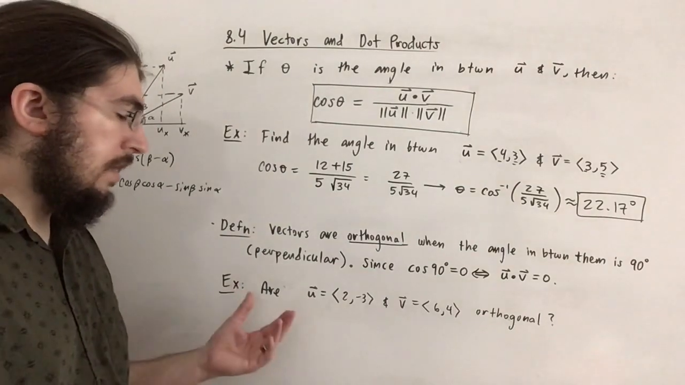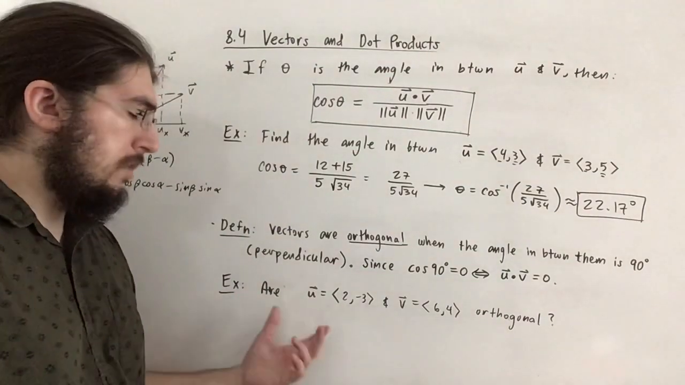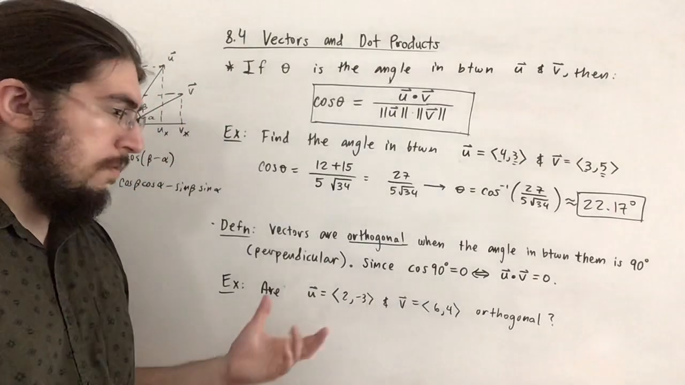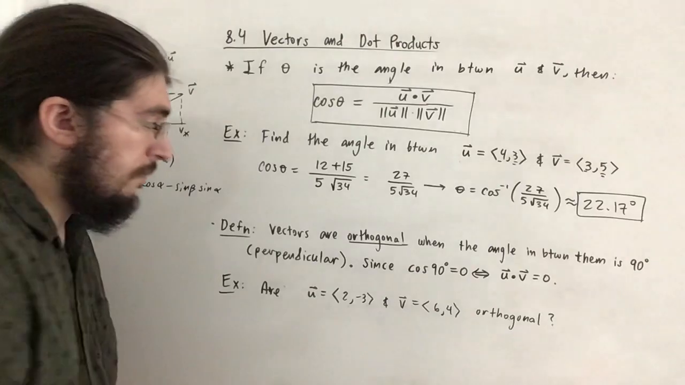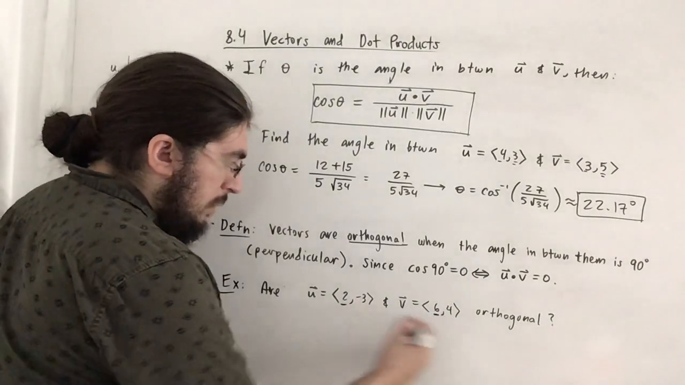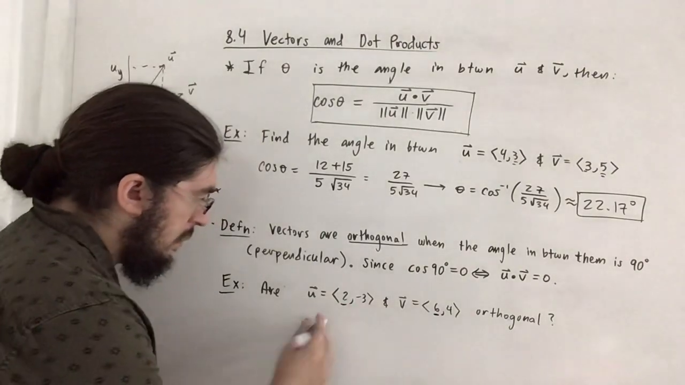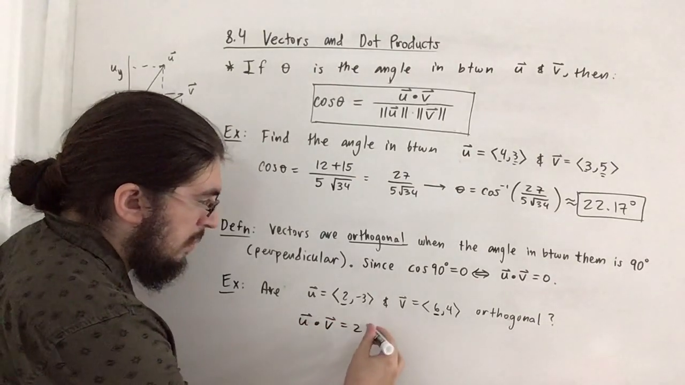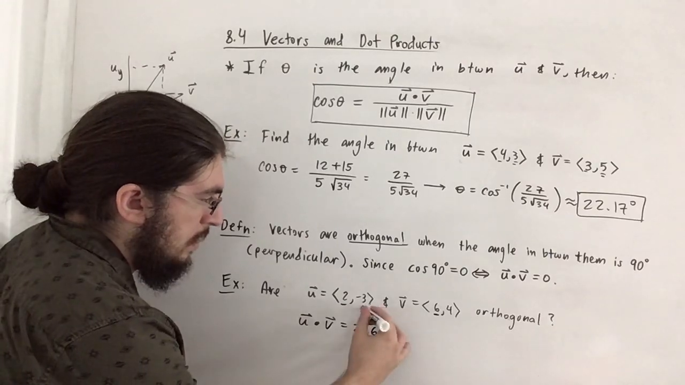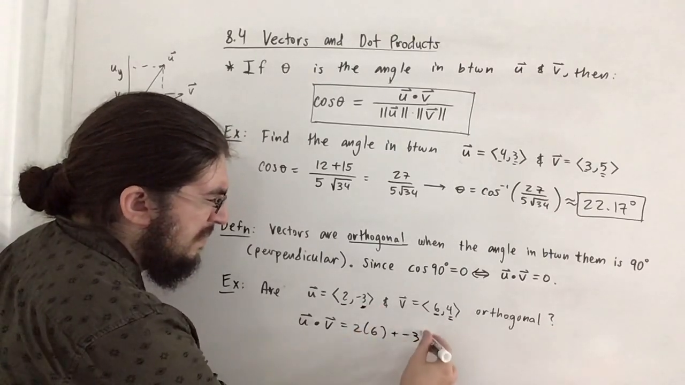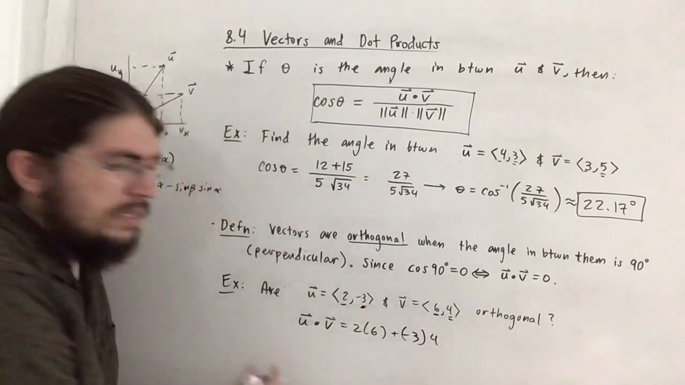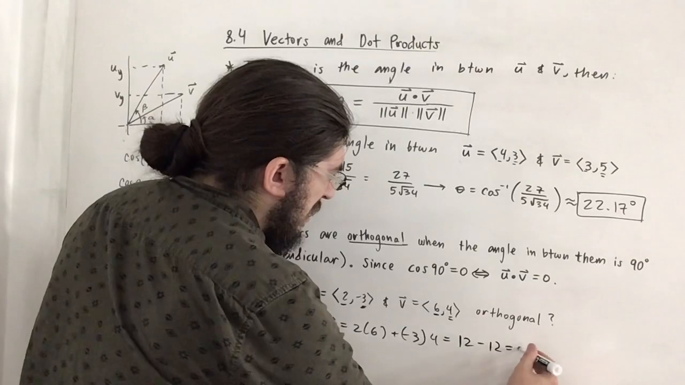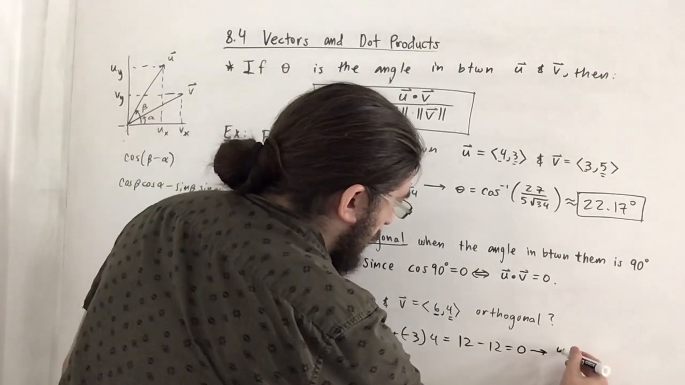So now for this example, we want to determine if these two vectors u and v are orthogonal. And we can do that by taking their dot product and seeing if it is indeed 0. So I'll be a little detailed here. u dot v is equal to 2 times 6 plus negative 3 times 4. Now notice, of course, this is just 12 minus 12, and that is indeed 0. So, of course, the answer is yes, they are orthogonal.